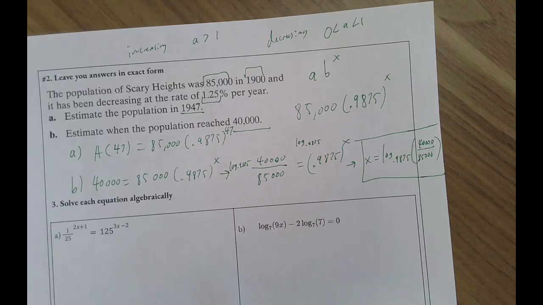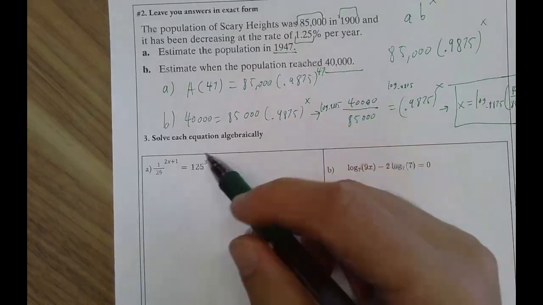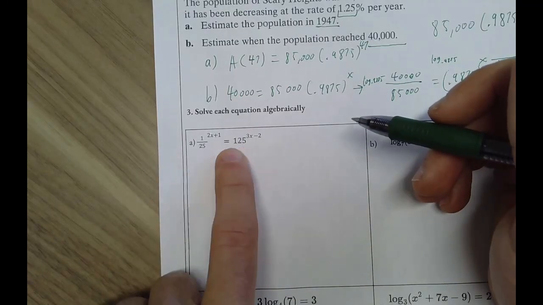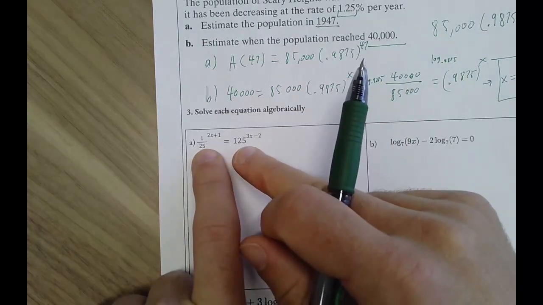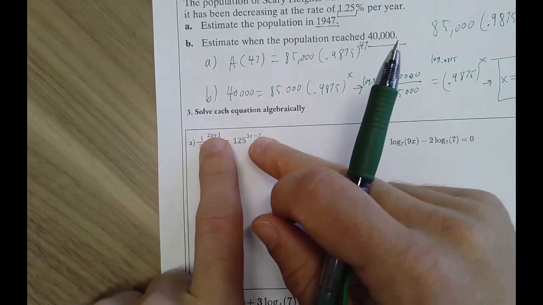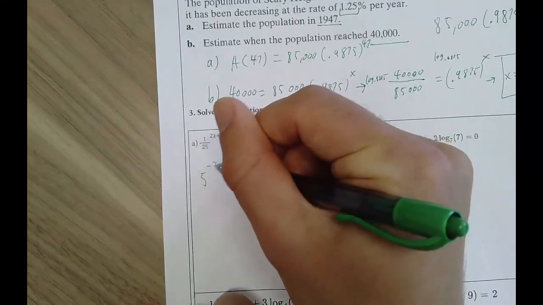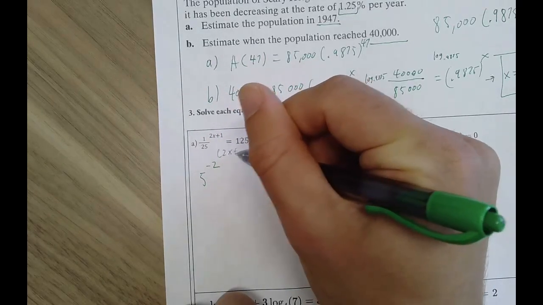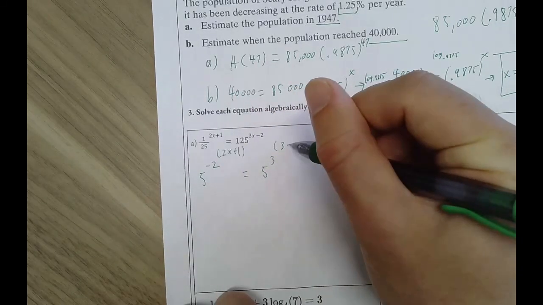Okay, continuing. Solve each equation algebraically. We have different kinds of exponential and log equations. For this first one, we are looking to make the bases the same, and then set the powers equal to each other. So 1 over 25 is the same as 5 to the negative second, so that's 5 to the negative second to the 2x plus 1. And 125 is the same as 5 to the third to the 3x minus 2.